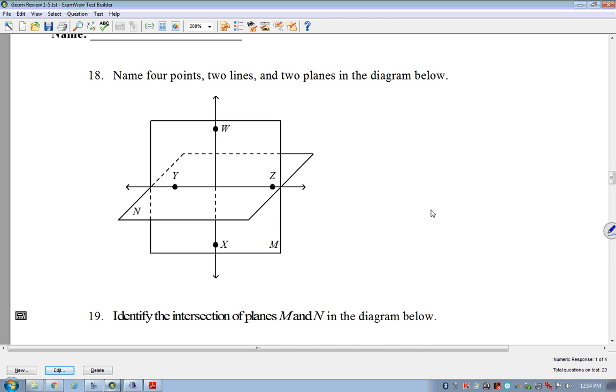Our last few questions, geometry, review 1 through 5 for our first test. We're just going to do 18, 19, and 20. Question 18 says name 4 points, 2 lines, 2 planes in a diagram. So let's start off with our points.